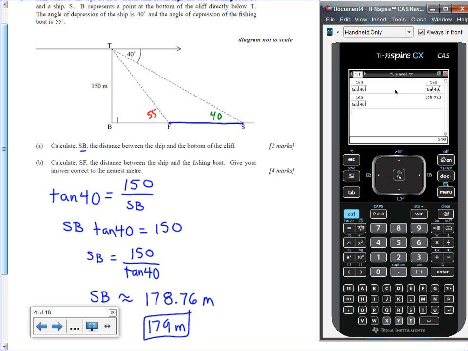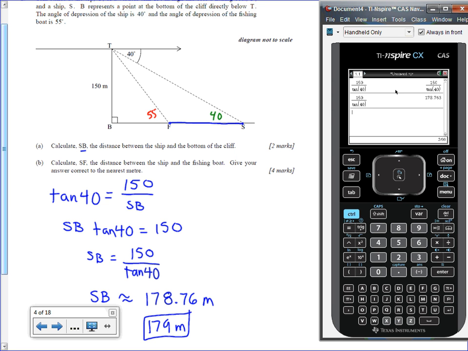Well, we know the distance from S all the way to B. So hopefully it should occur to you, if you can find the distance from F to B and then just subtract it, you'll be able to get the distance between these two vessels here. So to find FB, we're going to repeat the same process that we just did, but with the 55-degree angle instead of the 40-degree angle.